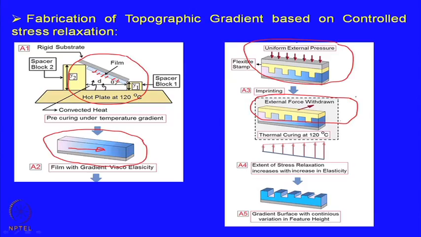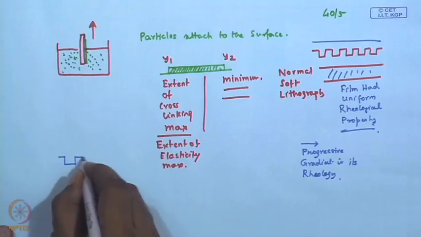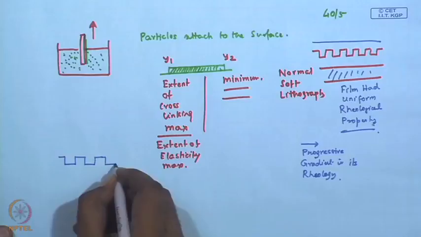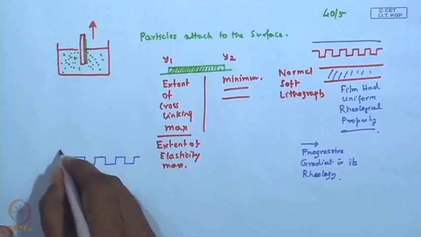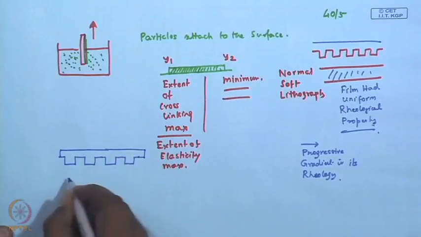So, now what happens is, as the extent of viscoelasticity varies from one end to the other, let us say this is the y1 end, where the extent of elasticity is maximum. So, the extent of recovery will be higher on this side of the film as compared to this side. And what will be the manifestation of the recovery or the stress relaxation? That will be, since the stamp is already placed on the surface.